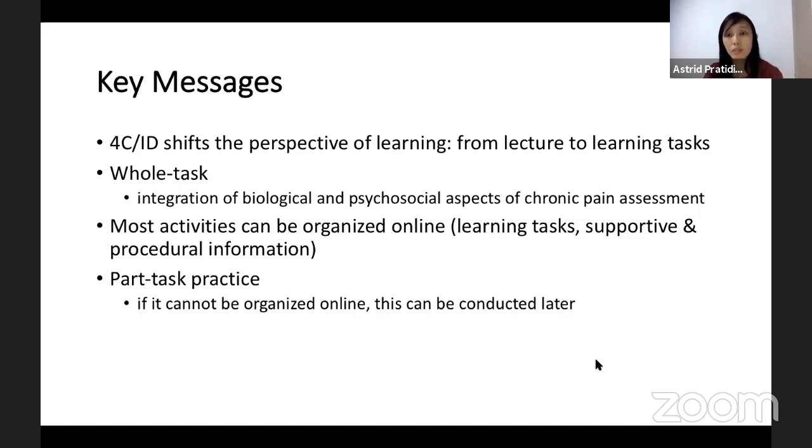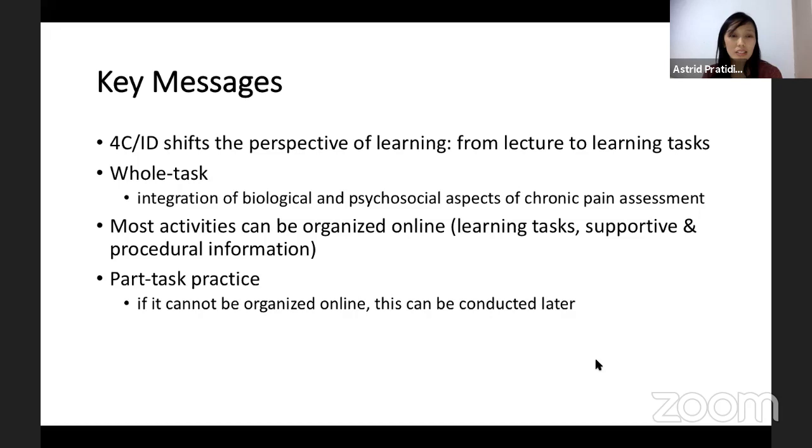And as you can see from this example, most activities can be organized online. Learning tasks, supportive information, procedural information, you can access it online. You have to decide which one will be provided synchronized and which one is asynchronous. And apparently you can have a lot of asynchronous session, so you can help the students to save the internet quota if they have problem with that.